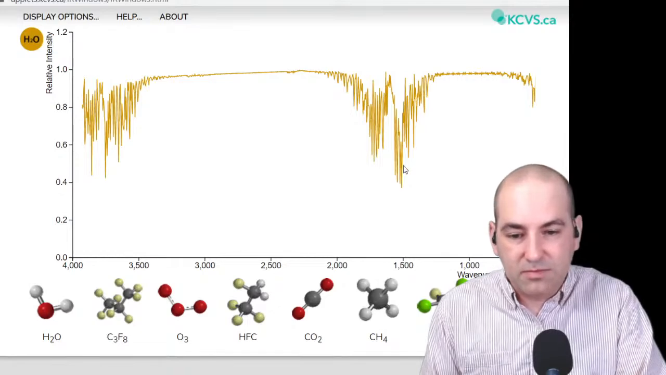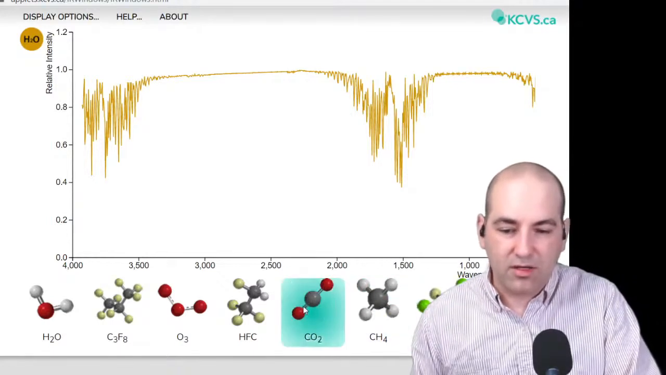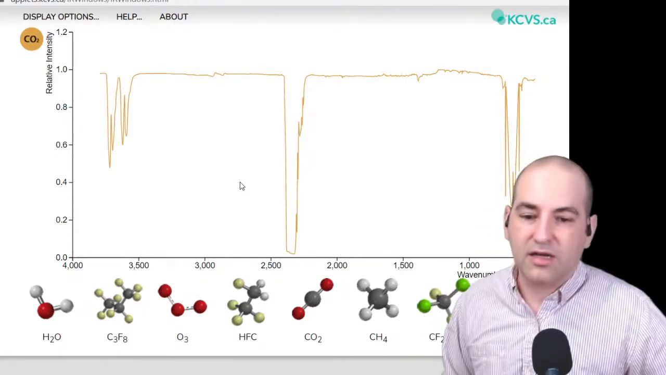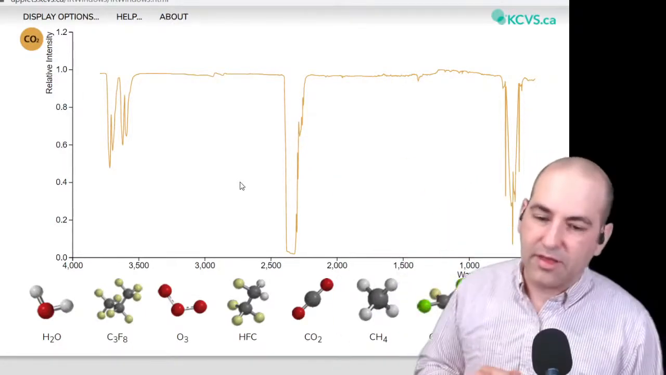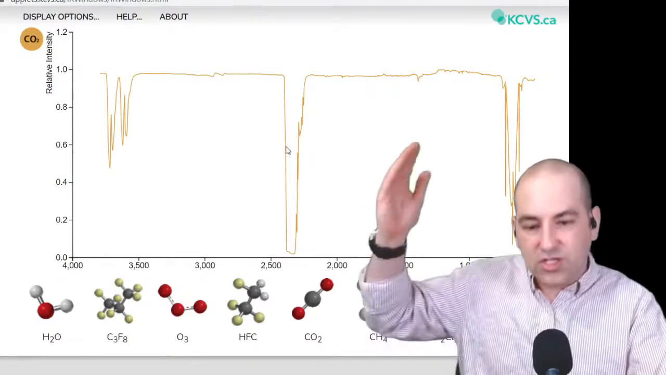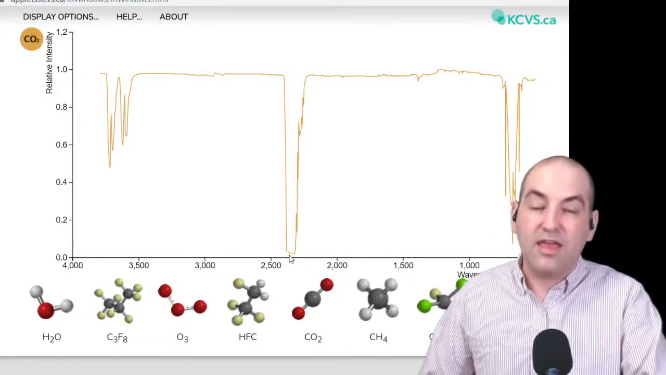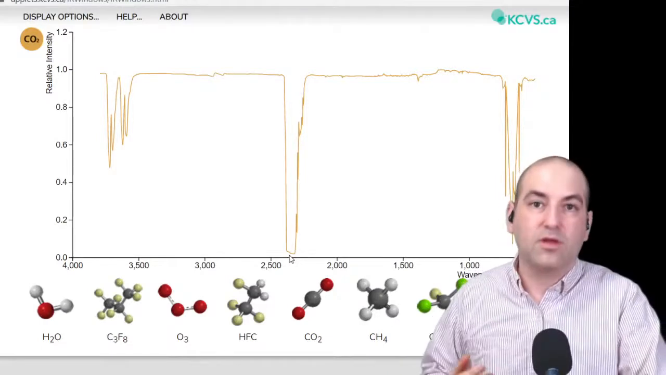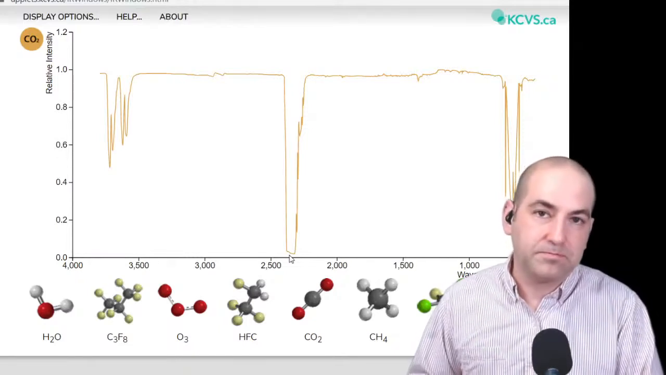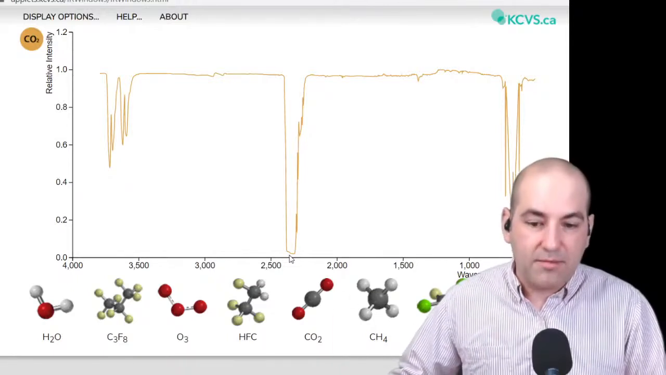But where we see these dips, and this one looks pretty busy, some of them are a little bit clearer. Like if we look at carbon dioxide, we can take water off, just look at carbon dioxide. You'll see it's mostly up at that top level, that 100% transmittance. And then at a few points, like especially right here in the middle, it just drops all the way down to pretty much 0. So that's saying that this type of energy is absorbed by that molecule. If you're attempting to pass that type of light through the sample, it would actually be absorbed by the molecule rather than transmitted.